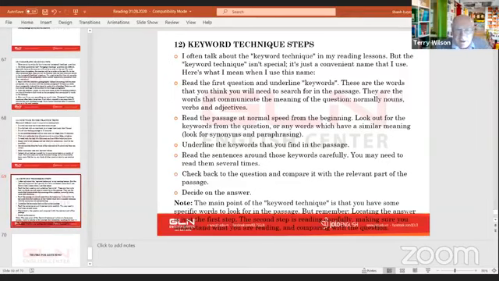So, just finally note, the main point of the keyword technique is that you have some specific words to look for in the passage. Remember, locating the answer is just the first step. The second step is reading carefully, making sure you understand what you are reading and comparing it with the question.